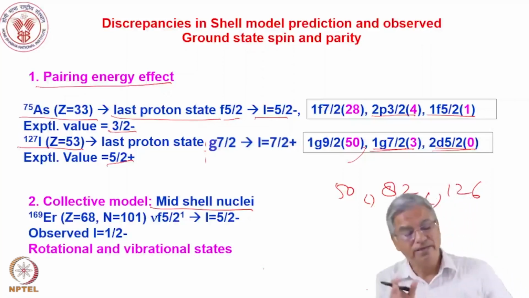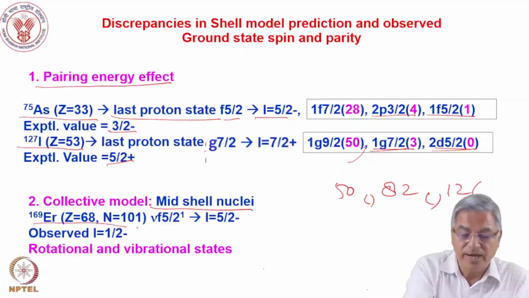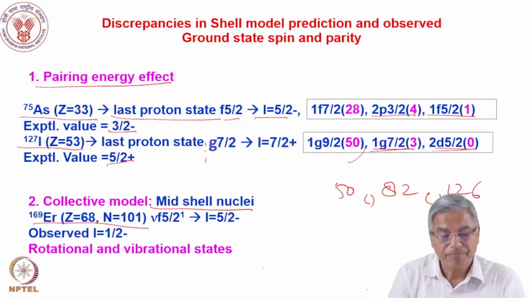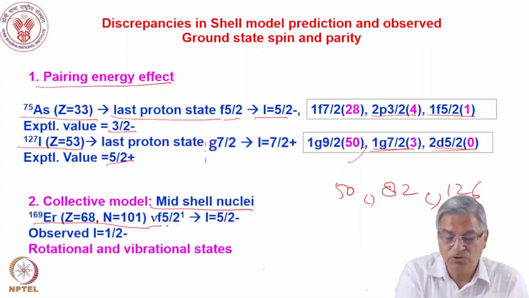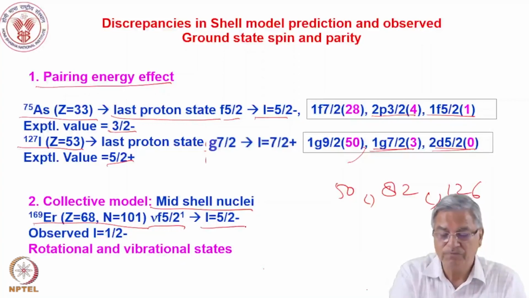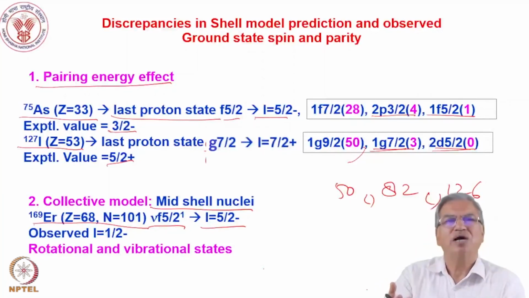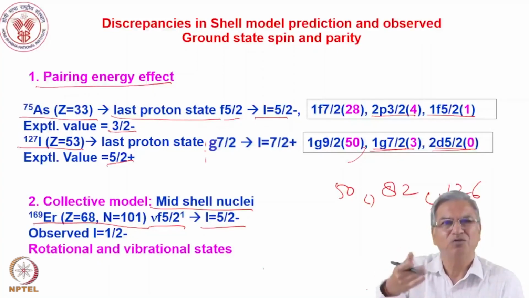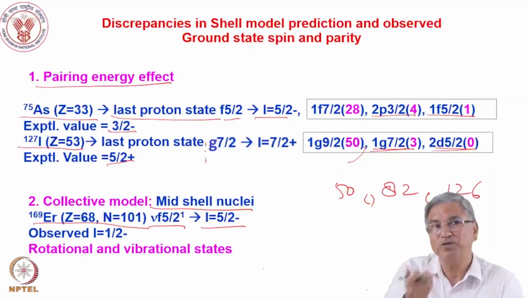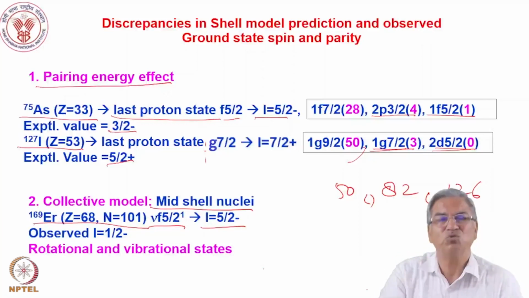And for such nuclei, just to give an example to illustrate this point, erbium-169 has N equal to 101. The 101st neutron, if you see the shell model state, should occupy the 5/2 state, and accordingly its spin should be 5/2 minus. But actually the observed spin is 1/2 minus, and there is no 1/2 minus state. There is no s orbital or p orbital. It should correspond to p1/2, but there is no p1/2 orbital in the vicinity of this f5/2.